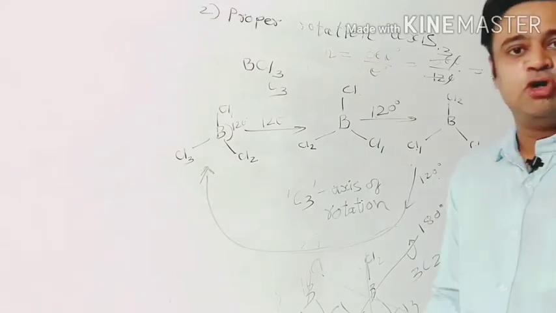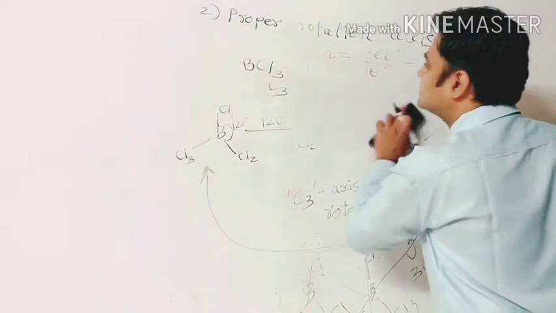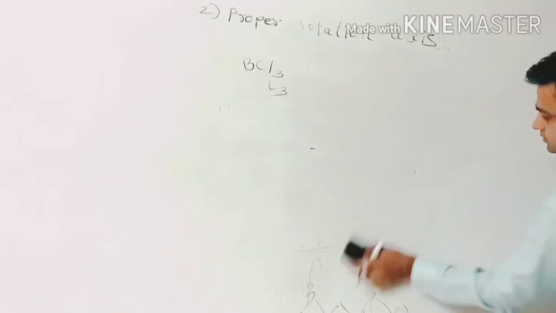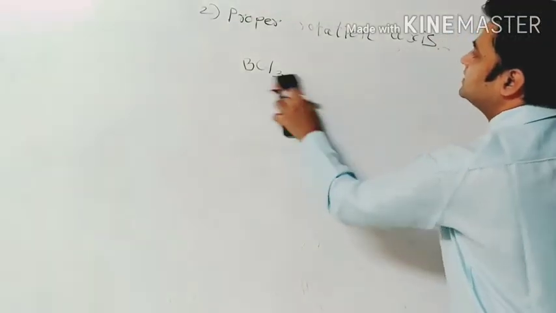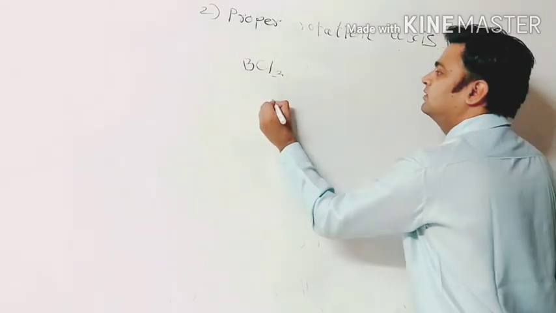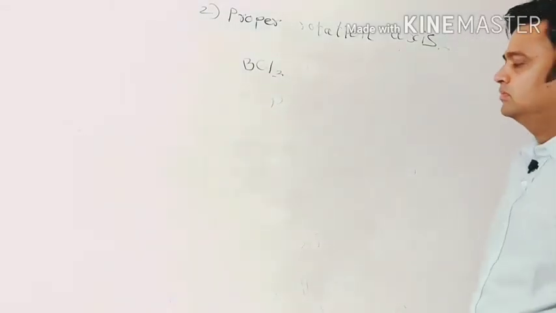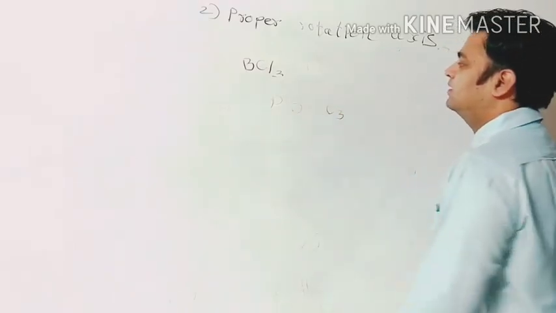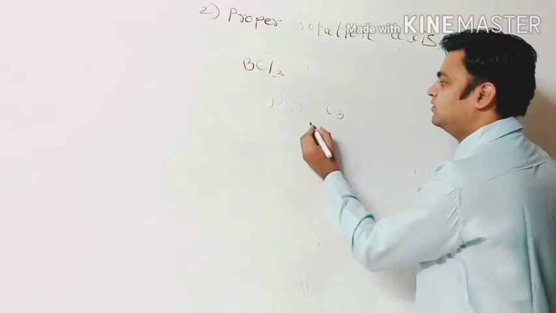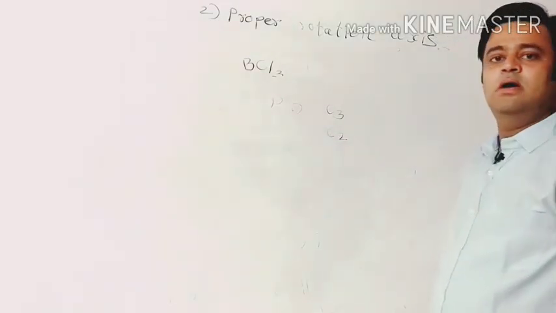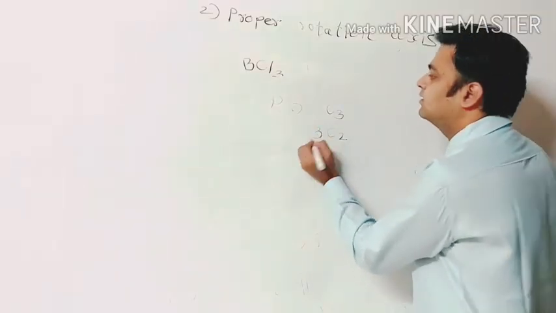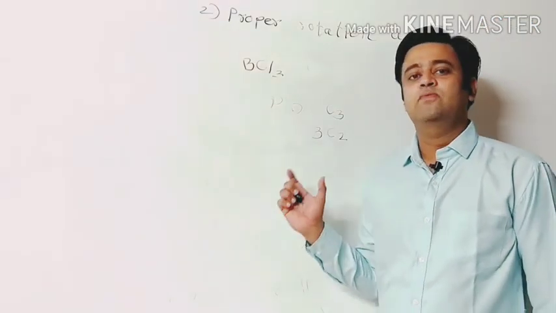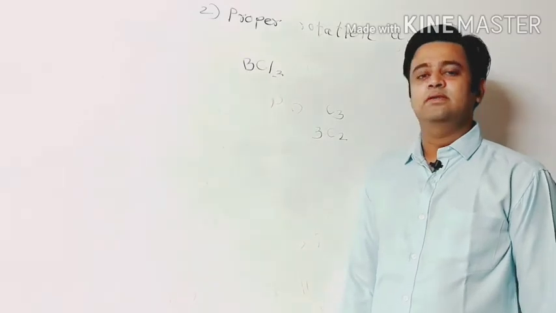Hence, in short, BCl3 possesses C3 and another axis of rotation, C2. How many are there? 3 C2. C3 is there and there are 3 C2 axes of rotation present in BCl3.